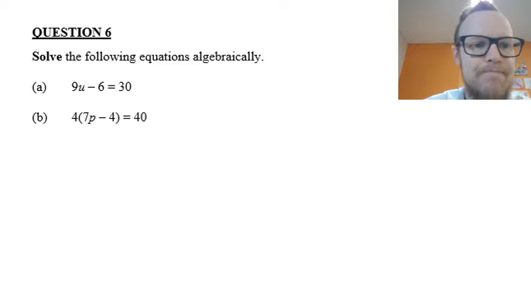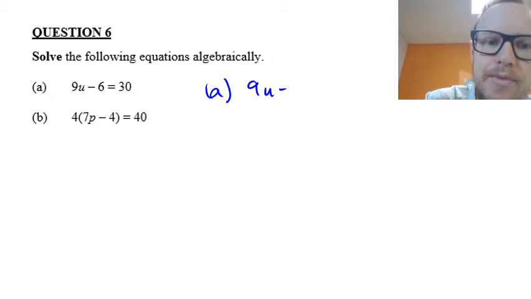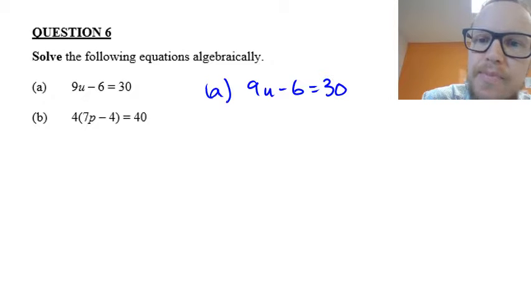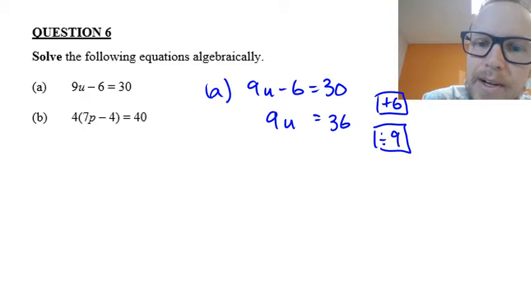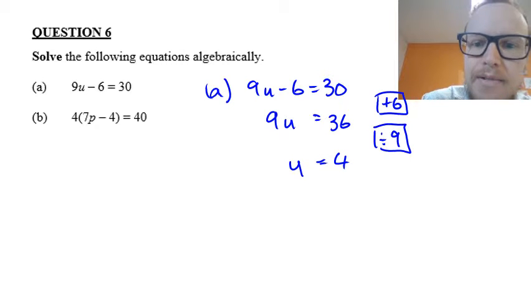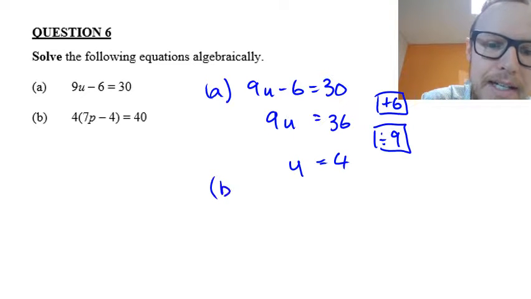If we're solving these equations algebraically, 9u minus 6 equals 30. Our first step, to both sides we can add 6, and that will leave us with 9u is equal to 36. We can divide both sides by 9, and we get u is equal to 4. We can substitute that 4 back in to the start and get 9 times 4 is 36, minus 6 equals 30, to check our answer.